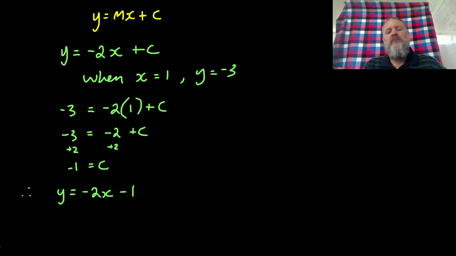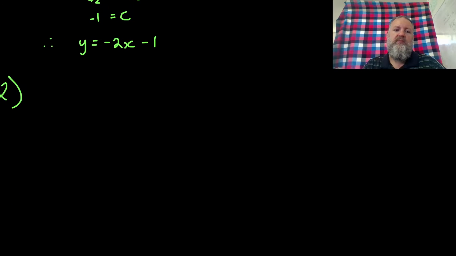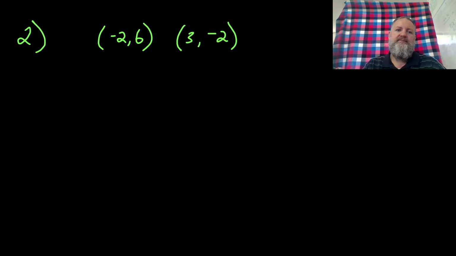Okay, very good. What about the other variety, when we are only given 2 points? All right, so here's our 2 points. We are given (-2, 6), and we are given (3, -2). So, again, we always write down the general form, y is equal to mx plus c.